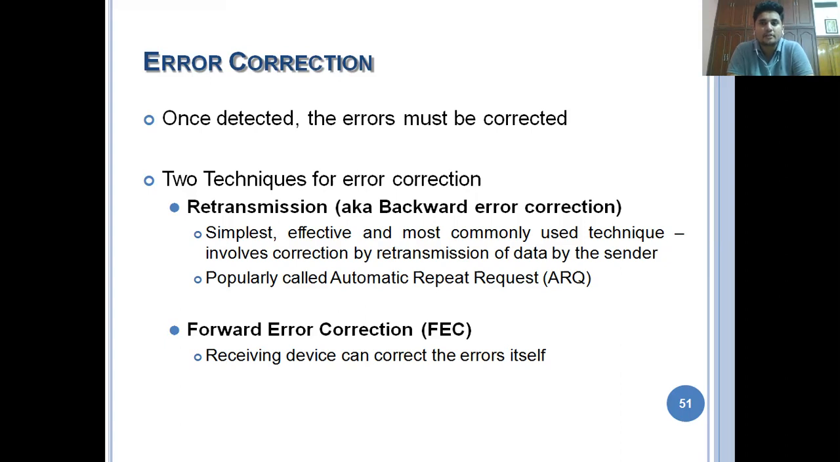There are four techniques we use for error detection. After detecting the error, we immediately apply the error correction techniques. There are two error correction techniques. The first one is retransmission, where the data frame is immediately retransmitted. The second one is forward error correction, where the receiver device can correct the errors itself. Two techniques noted down: retransmission and forward error correction. For error detection, four techniques. For error correction, two techniques.